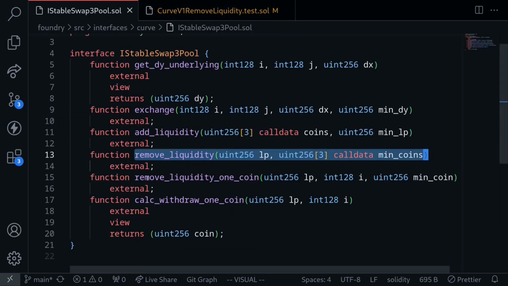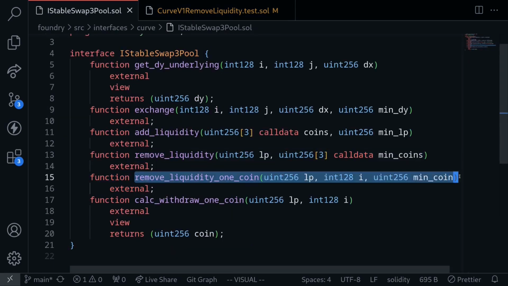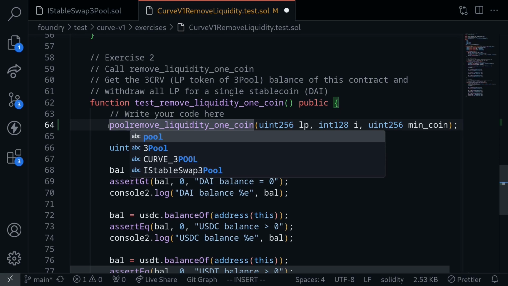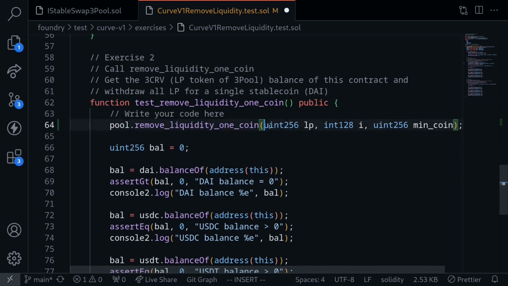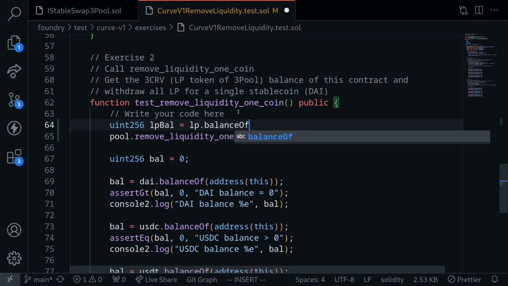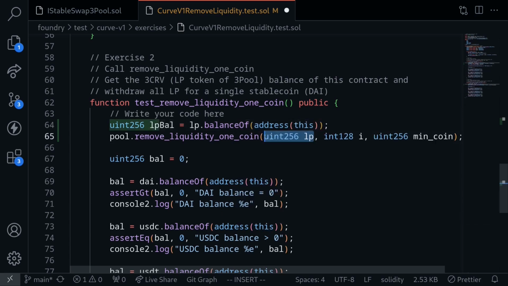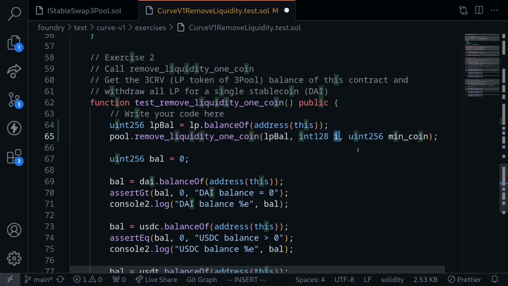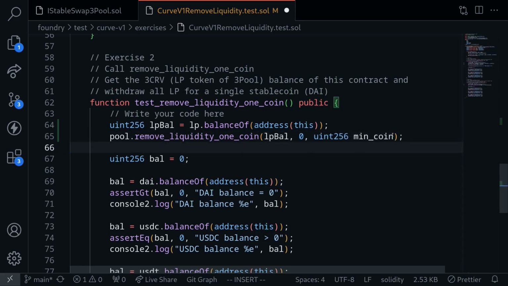I'll navigate to the interface, and then copy this remove_liquidity_one_coin, paste it here, put a semicolon, and the contract that we'll need to call is pool.remove_liquidity_one_coin. The first input is the LP balance. The LP balance inside this contract, let's call this uint256 lpBal is equal to, the contract is lp, and then it is an ERC20, so we can call balanceOf(address(this)). Replace this lp with lpBal. For this exercise, we're going to remove DAI, so the index of DAI is 0. And for min coin, let's just set it to 1. Okay, so that completes the exercise.